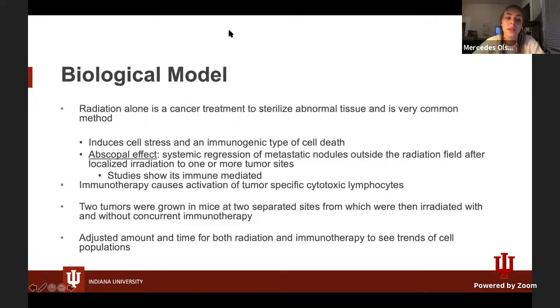And then in hand with that, immunotherapy also causes the activation of the tumor-specific cytotoxic lymphocytes, which attack that specific type of tumor. So basically in the biologic model, 2 tumors were grown in one mice at 2 separate sites, and then were treated with radiation, with and without immunotherapy. Throughout the model, I adjusted the amount of time and amount of both radiation and immunotherapy to see the trends of the cell populations.